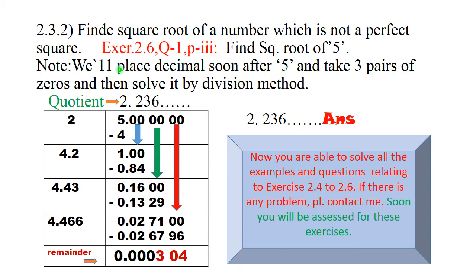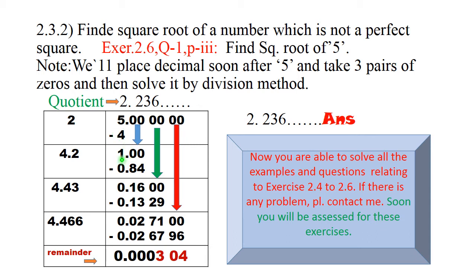Hence we have 5 decimal 000000, 3 pairs of zeros. Now we solve it through division method, as we have done already. First we find a digit to satisfy the digit on the left side of the decimal. That is, we get 4. Subtracting 4 from 5, we are left with 1. Now taking down 2 zeros.